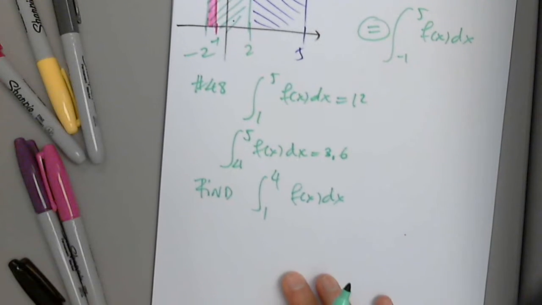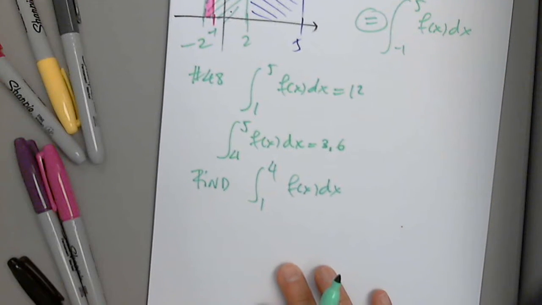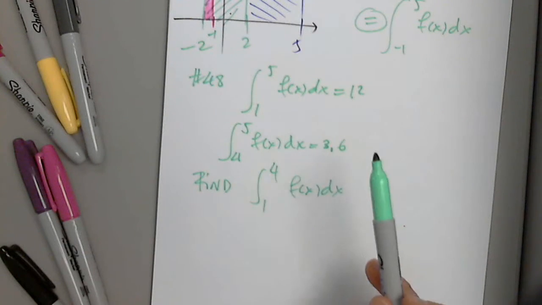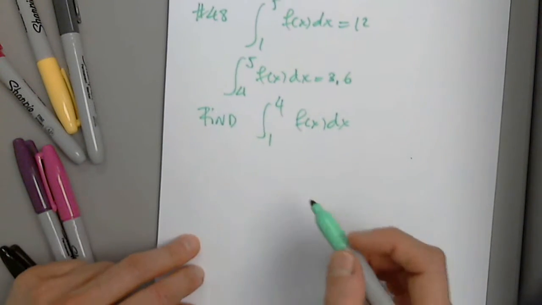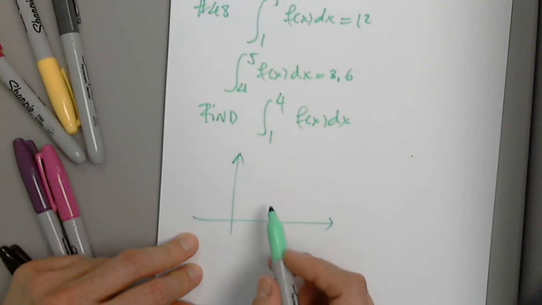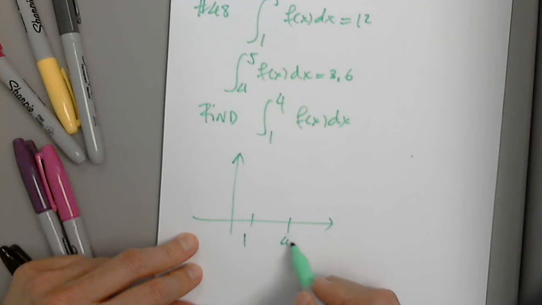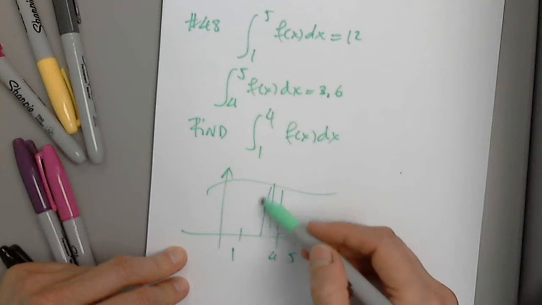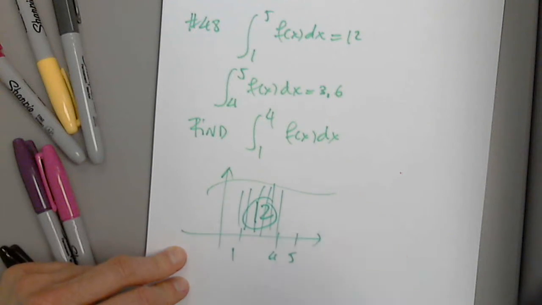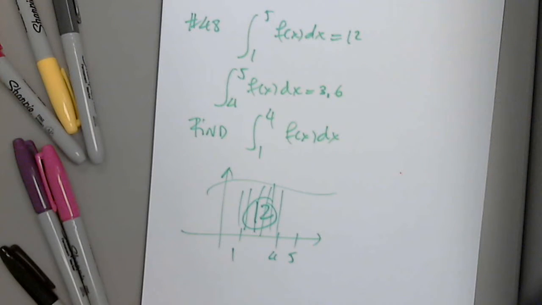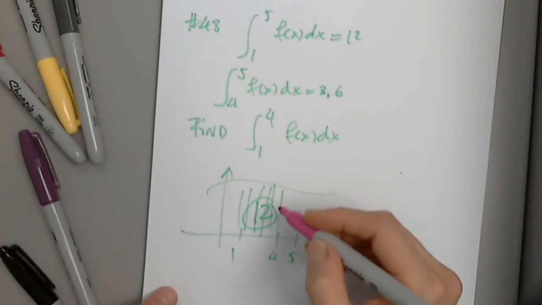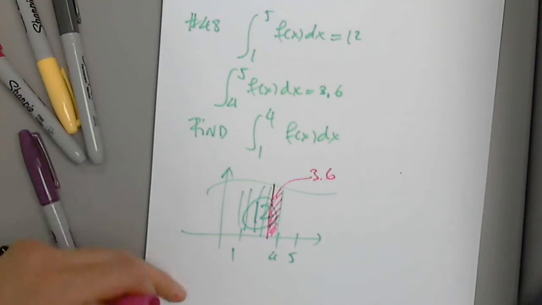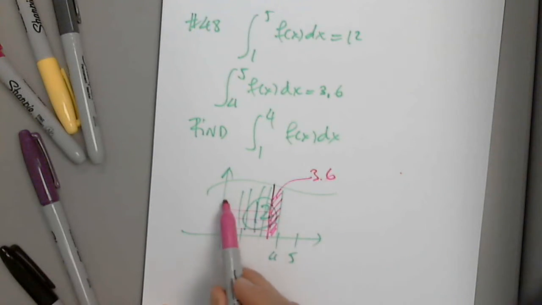Any ideas? 12 minus 3.6. Right, so because we have from 1 to 5 and from 4 to 5, maybe it's better if we just present 1, 4, and 5. From 1 through 5, this area is 12. From 4 to 5, this area is 3.6. So the integral from 1 to 4 is the remaining.